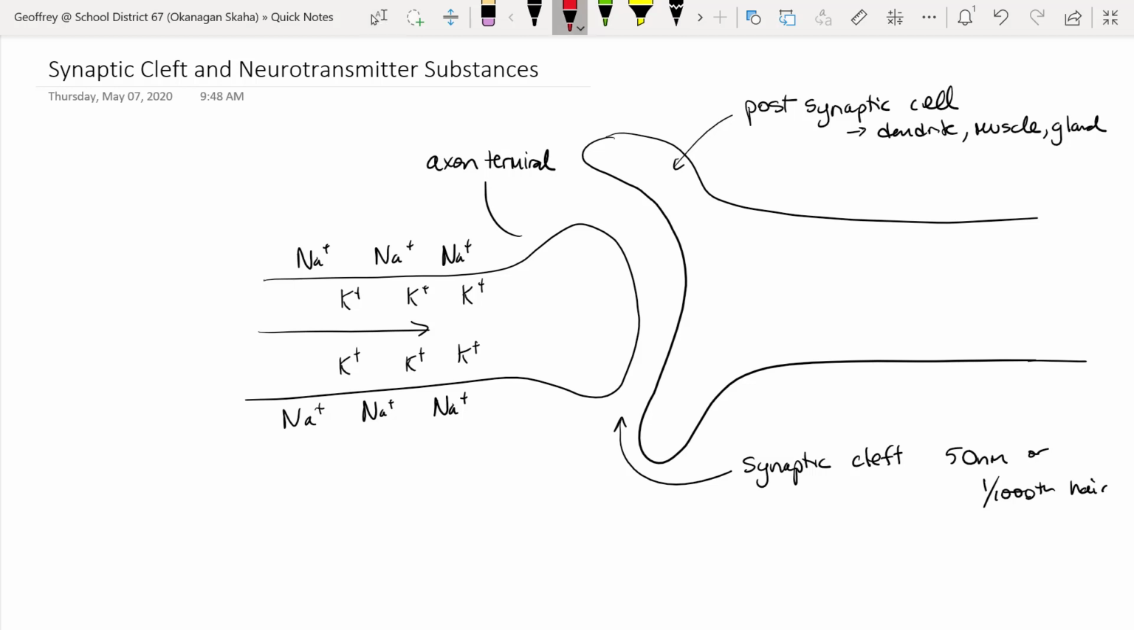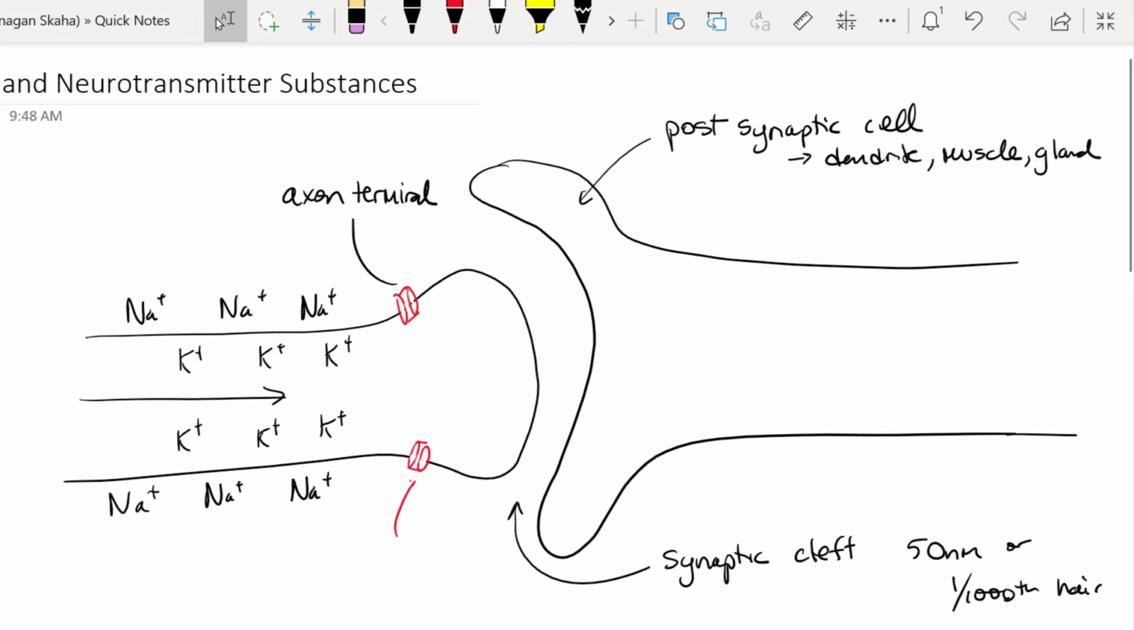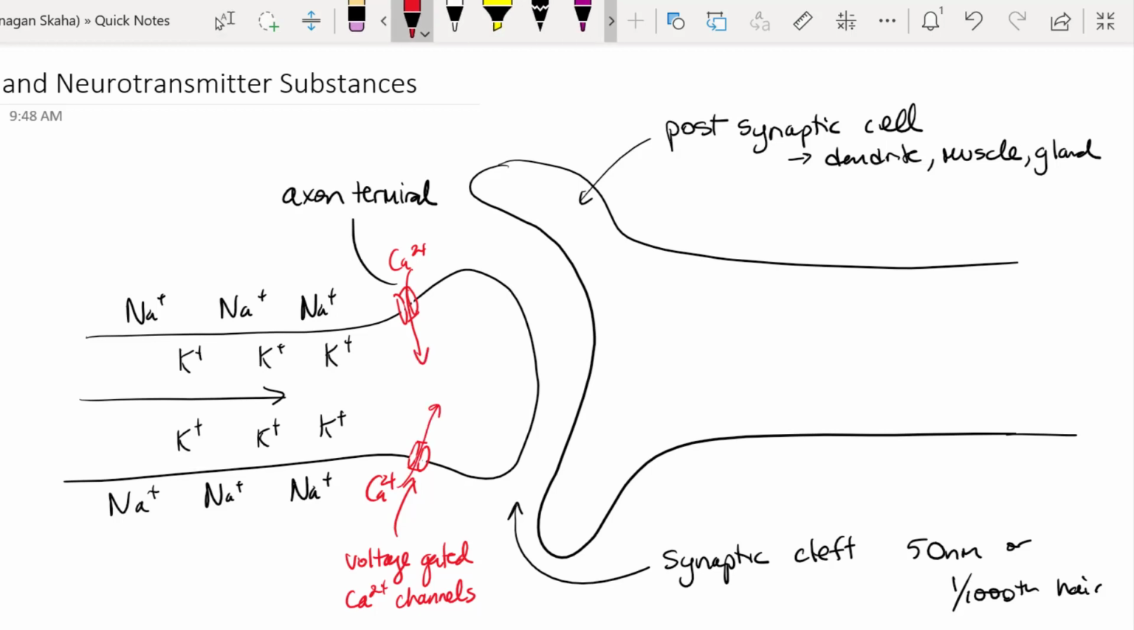Now at the end of an axon terminal, we have voltage-gated calcium channels. What happens is, as the presynaptic neuron is changing its potential, the voltage-gated calcium channels, so we're going to put some calcium right here, are caused to open. As we get depolarization and repolarization, it causes these calcium channels to open, and calcium rushes in. Now what do they affect? Well, we're going to put this in.